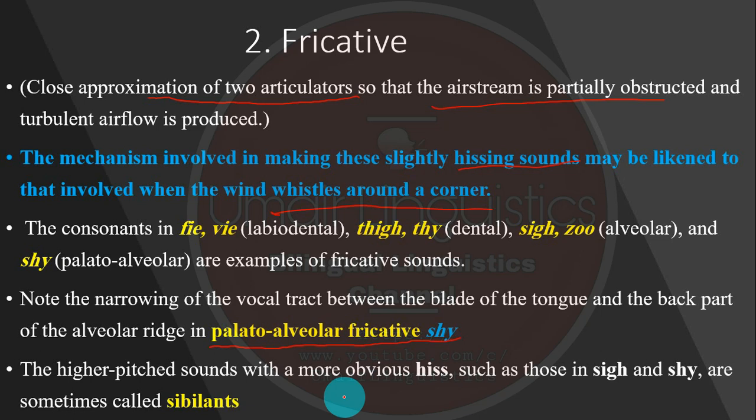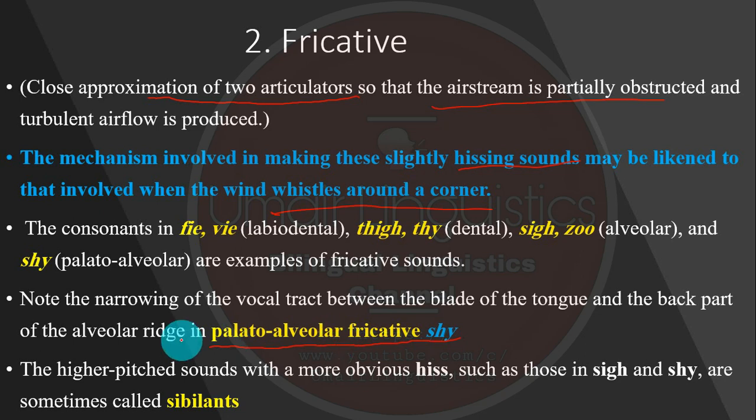Sh, sh. So what will happen, you can notice that at first the blade of the tongue will touch the back of the alveolar ridge while producing this sound sh, and then it will go close to the palatal area as well, therefore it is called palato-alveolar fricative.